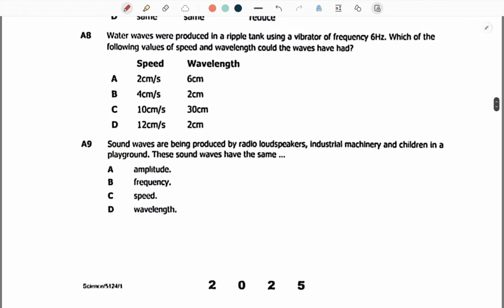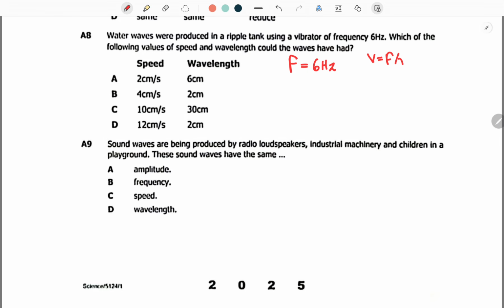Let's see how interesting the next question is. Water waves were produced in a ripple tank using a vibrator frequency. They've given us our frequency of 6 Hz. Then they say, which of the following values of speed and wavelength could the waves have? So we know that the speed is actually the frequency multiplied by the wavelength.